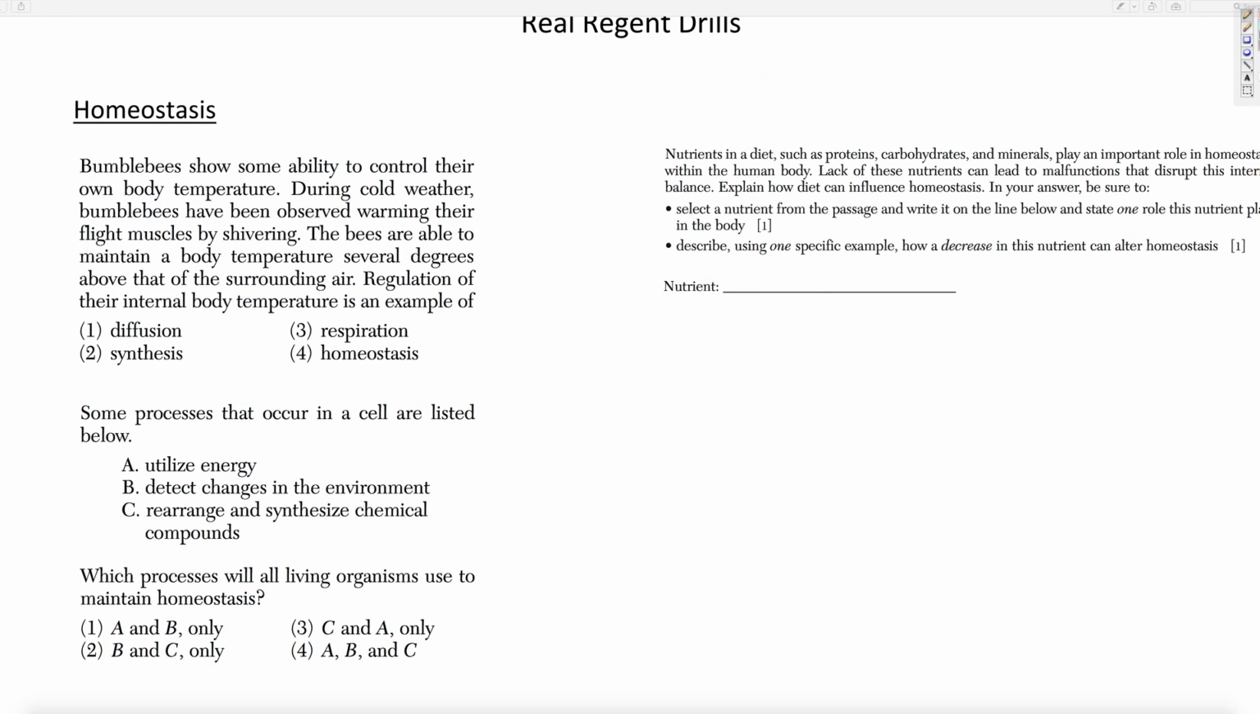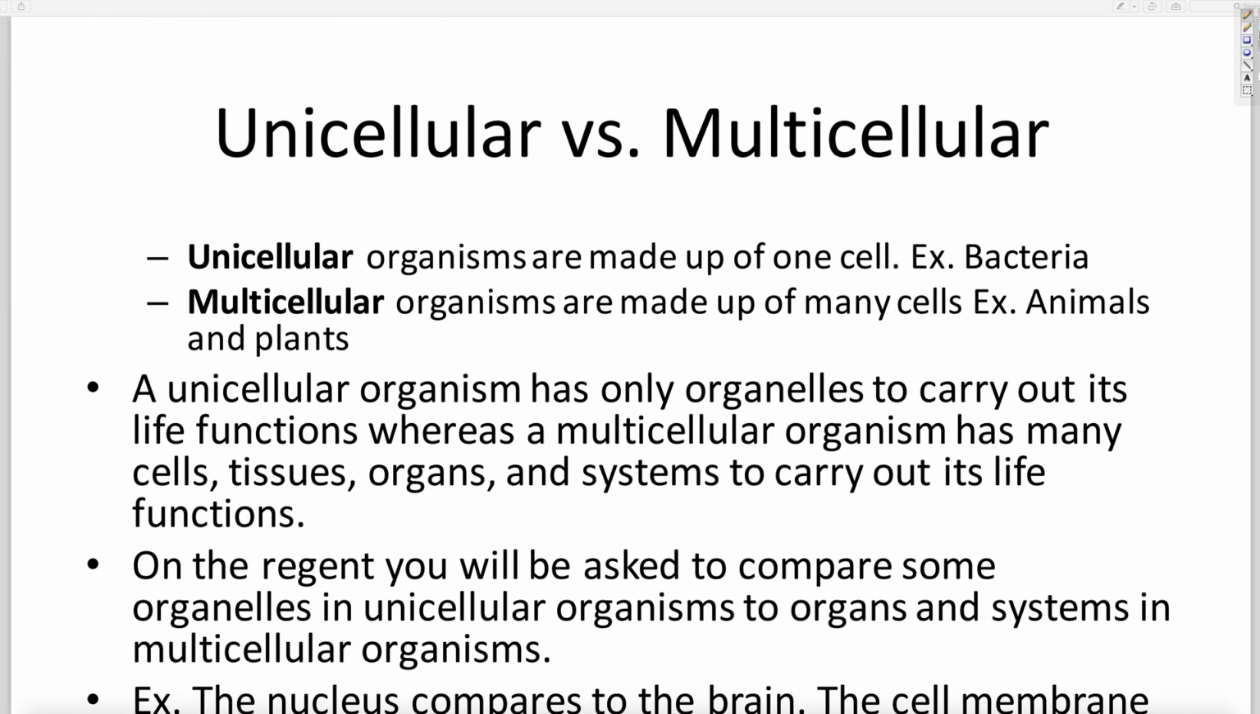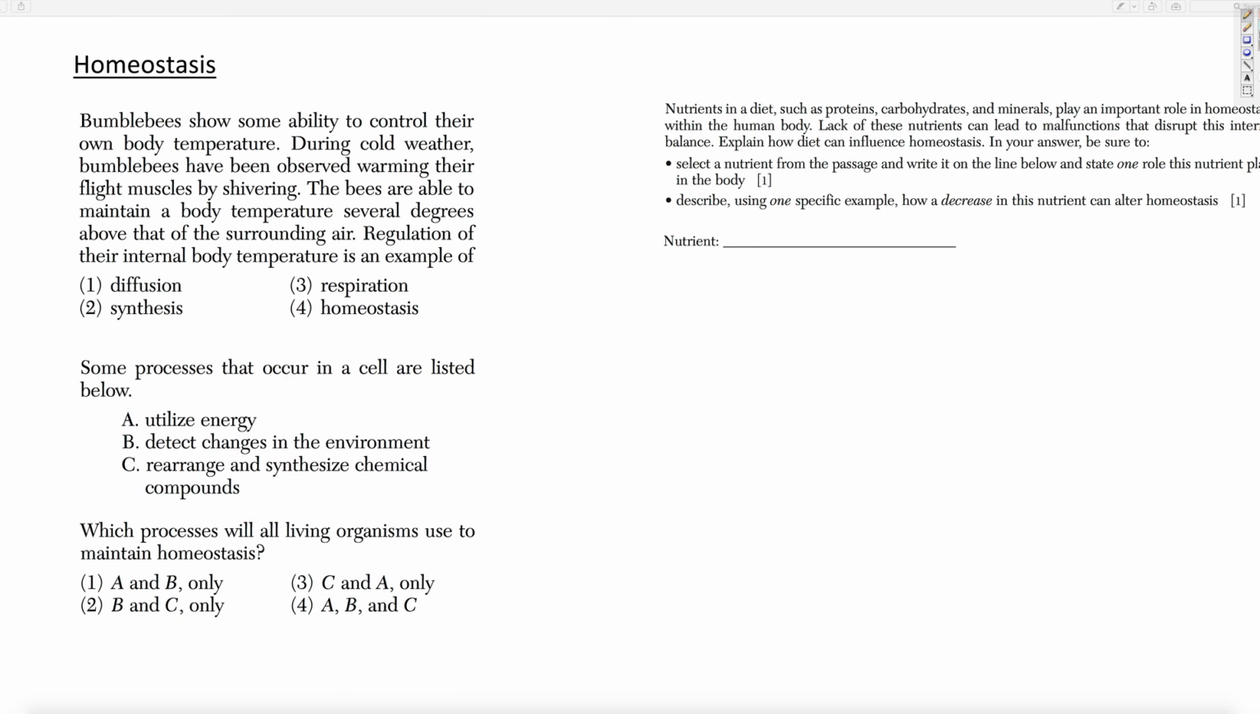Nutrients in a diet, such as proteins, carbs, and minerals, play an important role. Select a nutrient from the passage and write a line on one role it plays in the body. So carbohydrates are turned into energy or something like that. And then describe one specific example of how a decrease can alter homeostasis. So if you don't have energy, then your body can't perform the functions for homeostasis. And again, they'll look at these and be like, oh, obviously it's homeostasis. You put it on the slide.